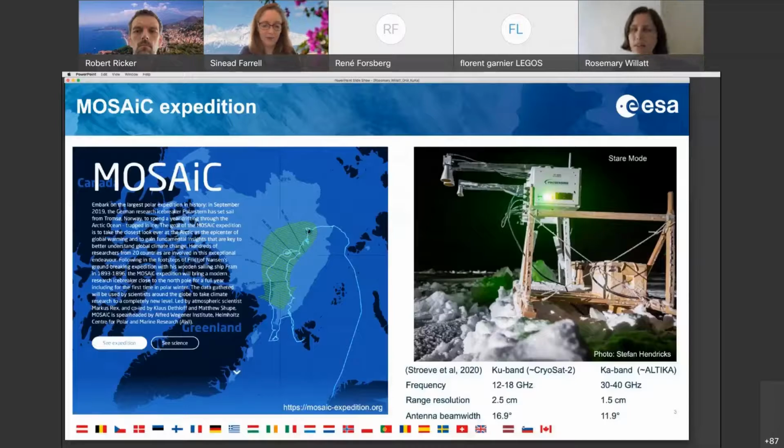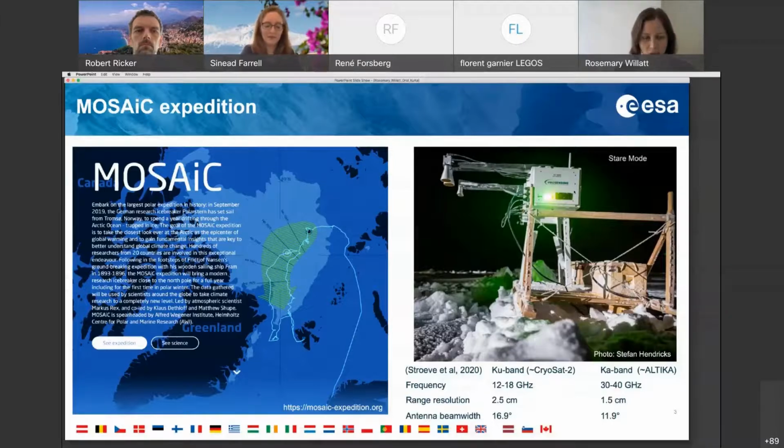So now I'll talk a bit about the Mosaic expedition. I know some people are very familiar with it and know a lot more about it than I do. But just a brief summary for those who are less familiar: it took place from 2019 to 2020. What happened was that an icebreaker ship, along with a whole lot of scientists and instruments, was essentially frozen into the ice pack.